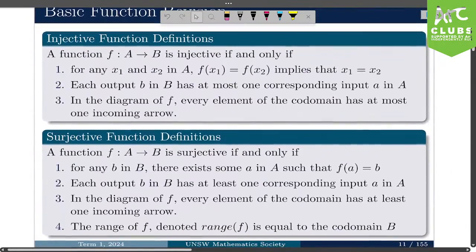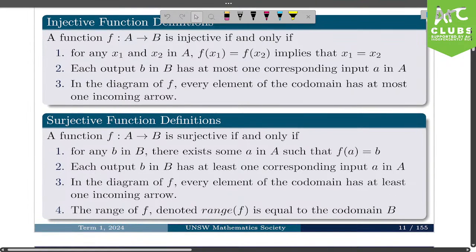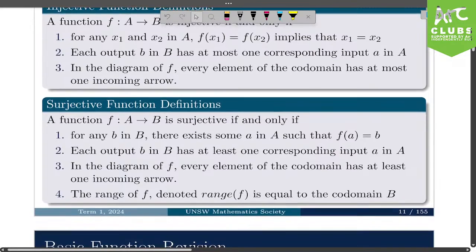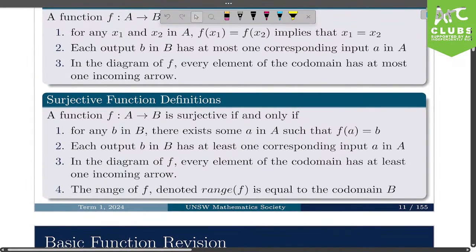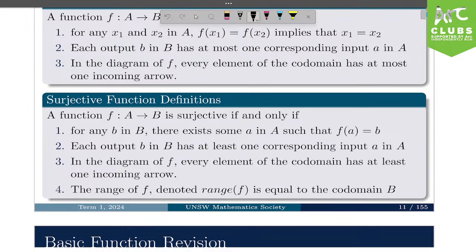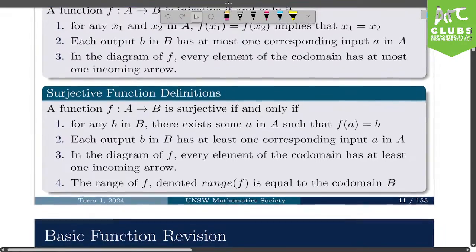All right, what about surjectivity? A function is surjective if and only if for any output B in B, there exists some A in A that corresponds to that output, right? So every output has a corresponding input. There is no element in your codomain that cannot be mapped to from your domain. Another definition, each output B in B has at least one corresponding input in A. That's basically saying the same thing as what we said previously.